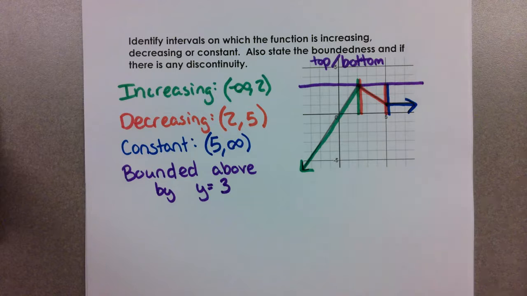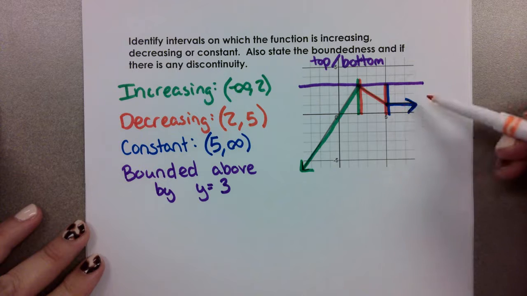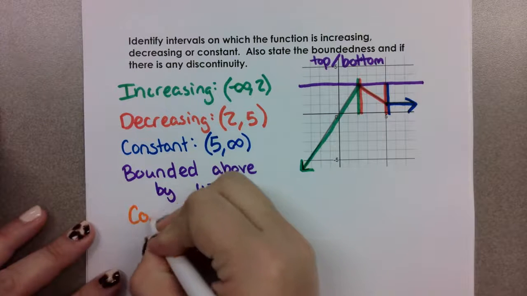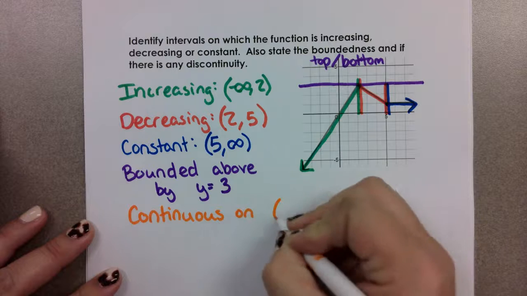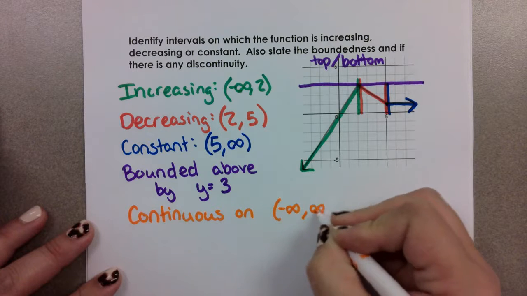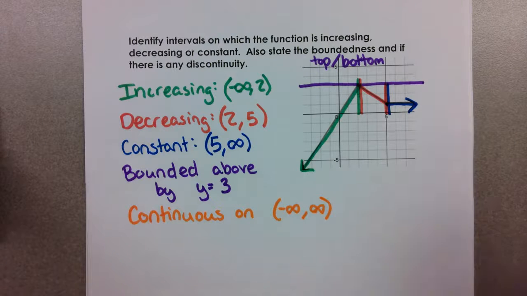And finally, we're going to talk discontinuity. Well, continuous means it continues everywhere. Discontinuous has a hole, a gap, something like that. Well, this function doesn't have any holes or gaps, so it is continuous on all values, so negative infinity to positive infinity.